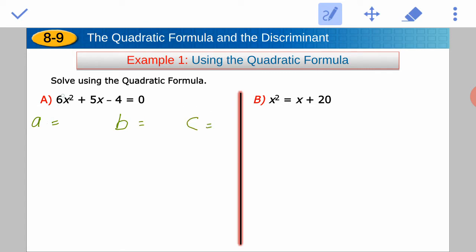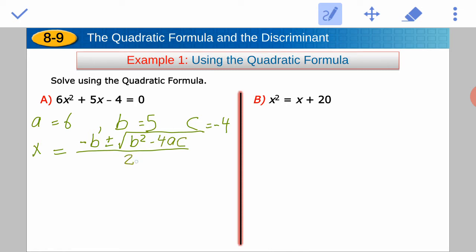A is the coefficient of x squared and it's going to be 6. B is the coefficient of x and it's going to be 5. C is the constant which is negative 4. So c equals negative 4. Now the quadratic formula: x equals negative b plus or minus the square root of b squared minus 4ac, all divided by 2a.